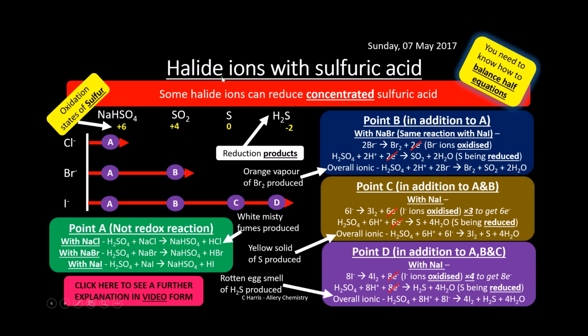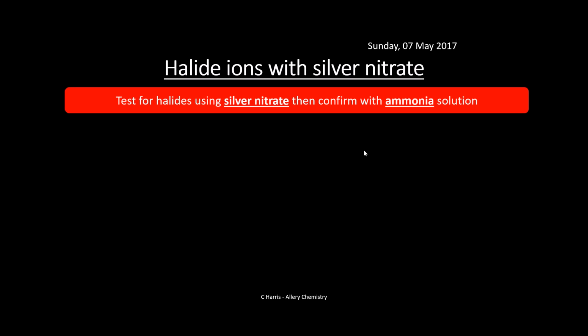Okay, so that's your reaction with halide ions with sulfuric acid. Make sure you can balance your half equations. Really, redox is crucial here, being able to balance them. The other one, which is probably a little bit safer to use, let's be honest, is reacting with silver nitrate. We can use these halides, add silver nitrate, and we can confirm further with ammonia, which we'll look at later on.